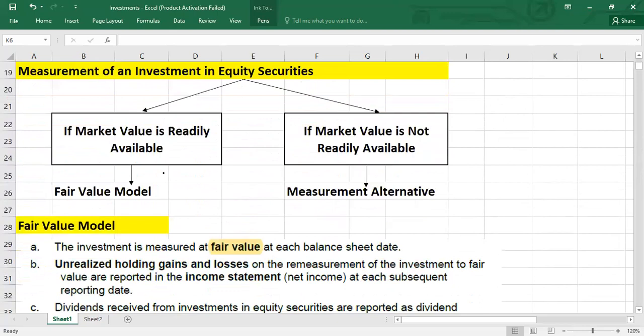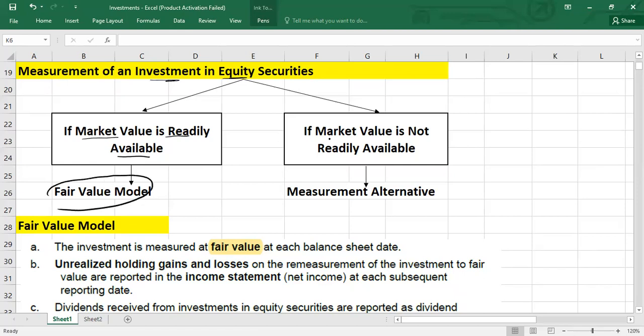You should remember here, guys, if you want to measure an investment in equity securities, you should ask two questions first. You should check these two points. Point number one is whether the market value is readily available for the stock in which you have invested, that is, whether an active market price is available. If yes, which model will we use? We will use the fair value model.